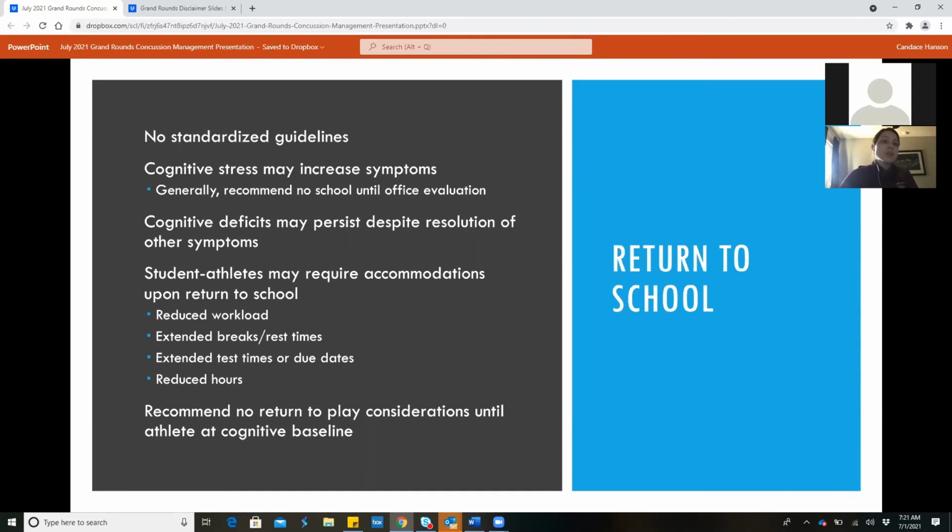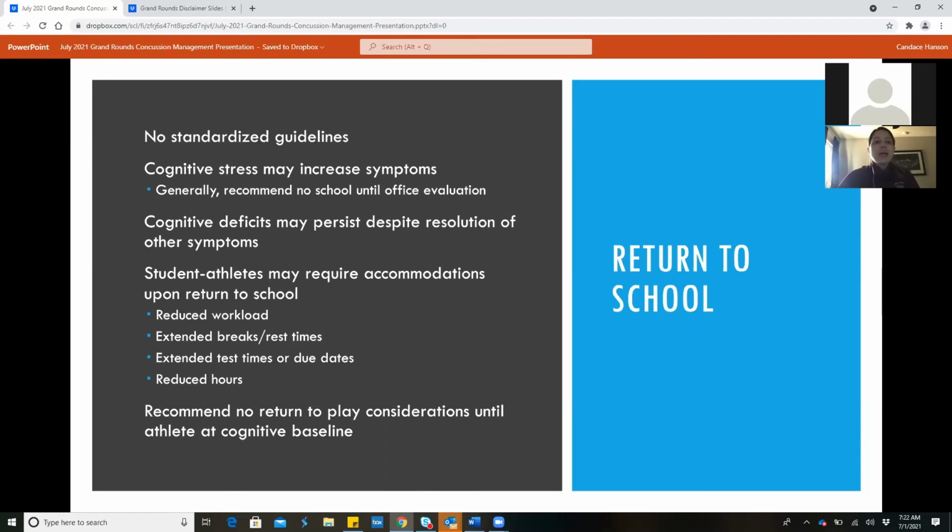Extended test times or due dates. In general, any significant standardized testing or big tests, big essays, things like that, I try to make sure my athletes know that they should ask for extended time or a delayed due date before they do these things, because it's much harder for me to fix a bad grade after they perform poorly because of a concussion.